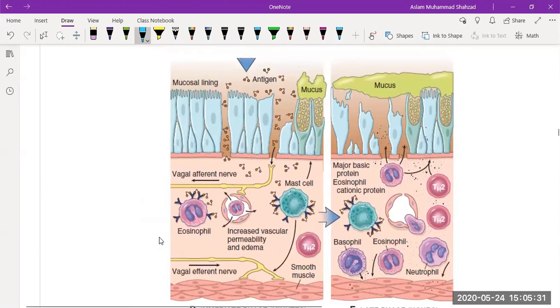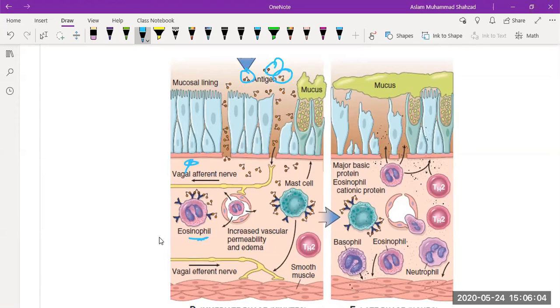Again, this is another picture of how this process occurs. This is the antigen. These are the pollens. They cross the mucosal lining, go inside to the vagal afferent nerve, and bind with the Fc receptor of IgE. Then the IgE that is bound to the mast cell produces the immune response in the form of producing eosinophils, and that response goes through your vagal afferent nerves.